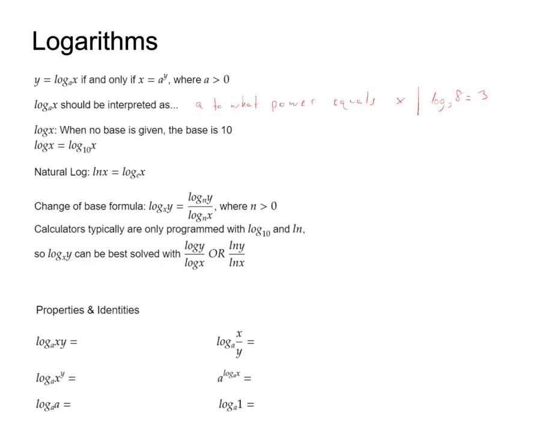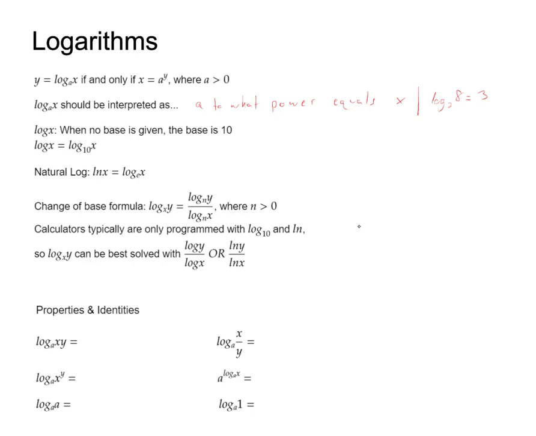This is important. Oftentimes the ACT will give you a logarithm and ask you for an equivalent logarithm, and a lot of the times they're just testing whether you know the change of base formula. Calculators are only programmed with log base 10 or the natural log. So when the base is not 10 or e, knowing the change of base formula will get you the answer, because you can just plug into your calculator the log of y over the log of x, using the logarithm button or the natural log button.